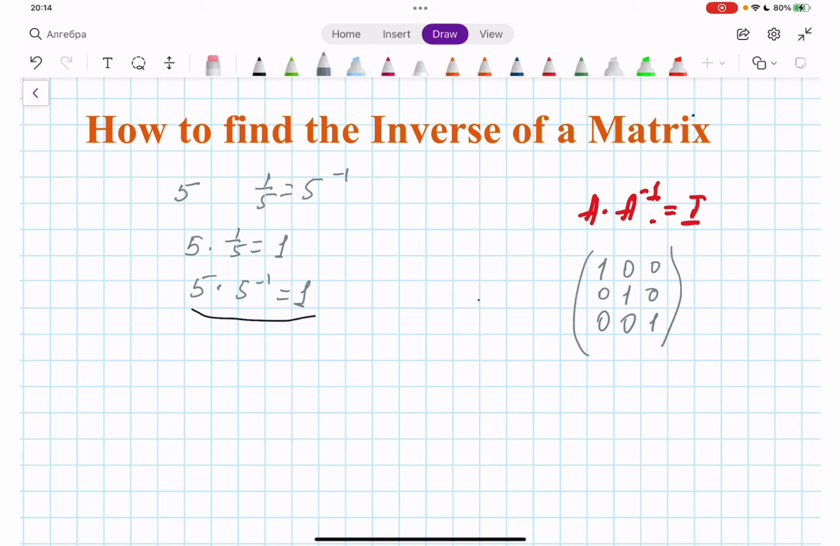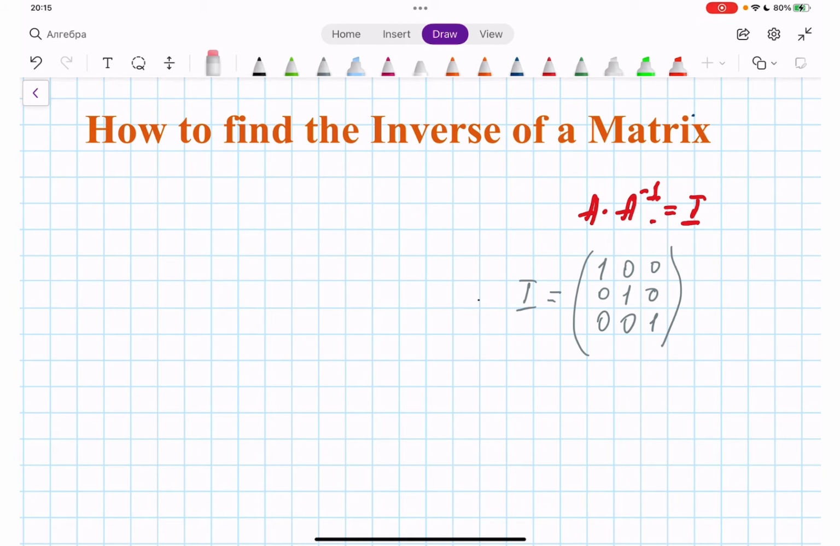Make sure you don't confuse it with a diagonal matrix. A diagonal matrix can have any numbers on the diagonal. The identity matrix can have only ones, the number 1 on the diagonal. Okay? All right.